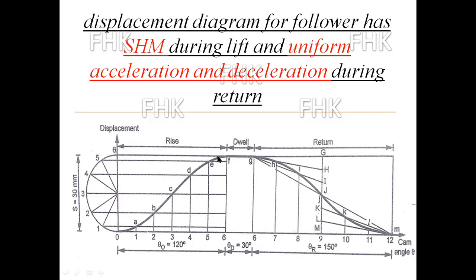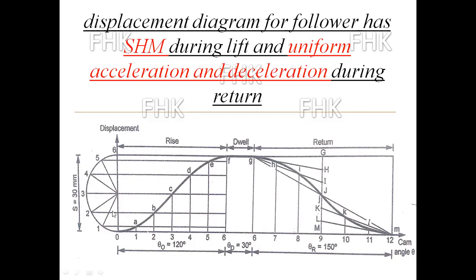Now, how to get those intersection points A, B, C, D, E, F? How to get that intersection point? The procedure for getting point A: I will draw the horizontal line from all these points 1, 2, 3, 4, 5, 6 on the half circle. From point 1, I will draw the horizontal line. Where it intersects that vertical first line, that point will be A.